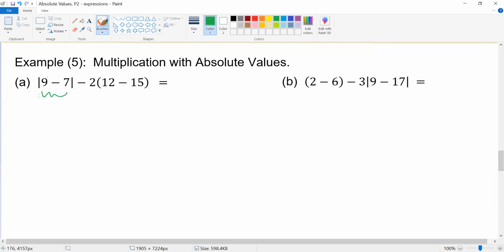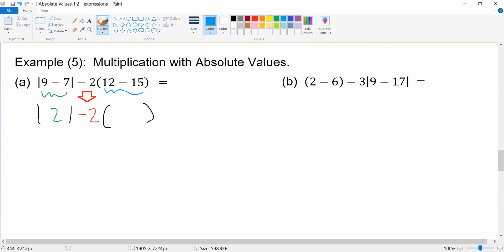So we're going to take care of the absolute values. We have the absolute value of 9 minus 7, which is going to give us the absolute value of positive 2 inside here. Then we're going to bring down the negative 2. We have to indicate that, saying, hey, normally we have to maybe subtract 2 or multiply by 2. But we're going to hold off because we have to follow order of operations. We've got to take care of what's inside the parentheses first.